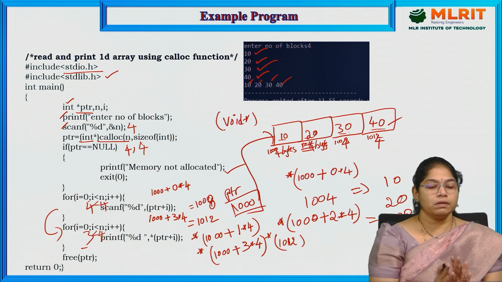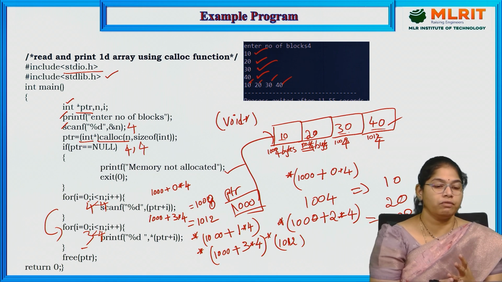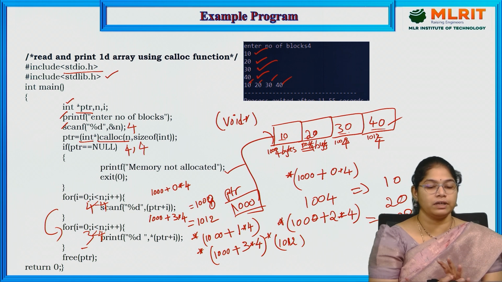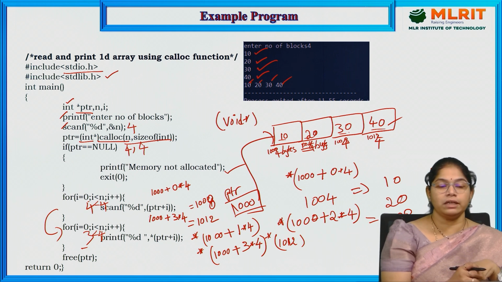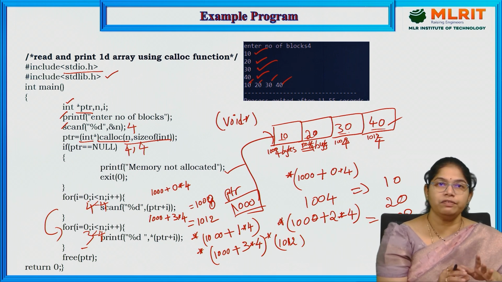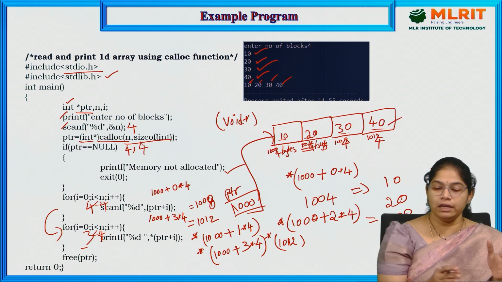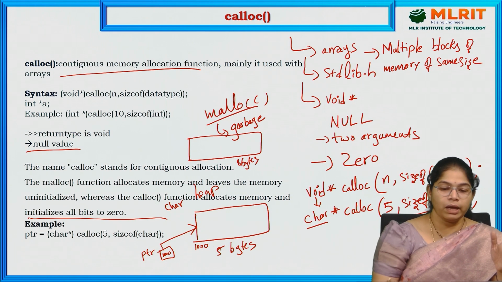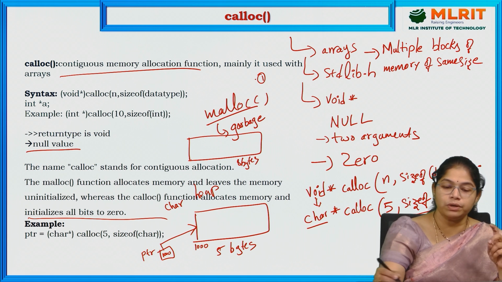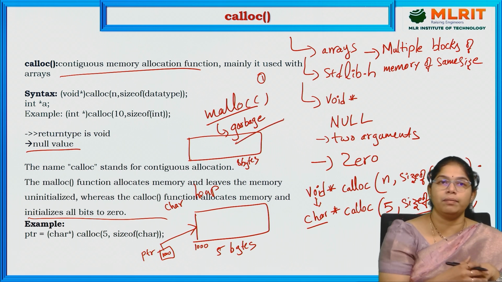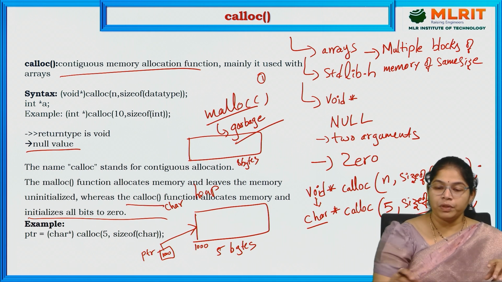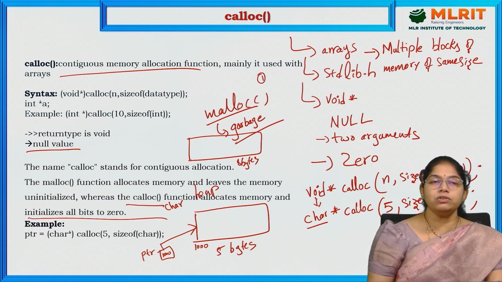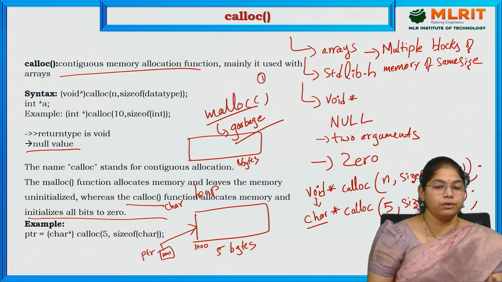So using a calloc function we can read and print array elements. Here calloc takes 2 arguments, and this function is available in the header file stdlib.h. The difference between malloc and calloc is malloc takes 1 argument, calloc takes 2 arguments, and the default value of malloc is garbage and the default value of calloc is 0. And these 2 functions are present in the header file stdlib.h.